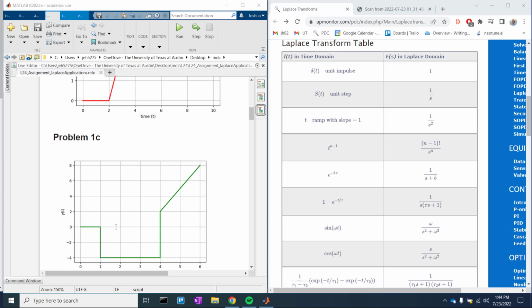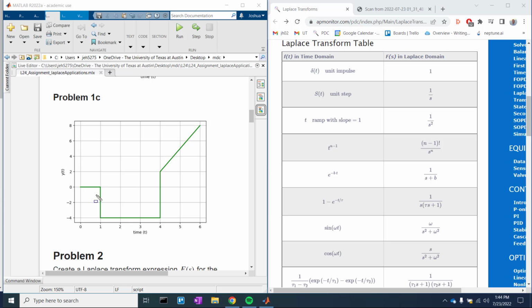Hopefully that makes sense as far as the ramp. And here we're going to combine them. So first, right here, we're going to have a step down, so it's going to be negative 4. I'll just talk it through, hopefully my computer can handle it. It seems like it's not wanting to talk very well. So negative 4 over s e to the negative s. This is going to be positive 5 over s e to the negative 4s.